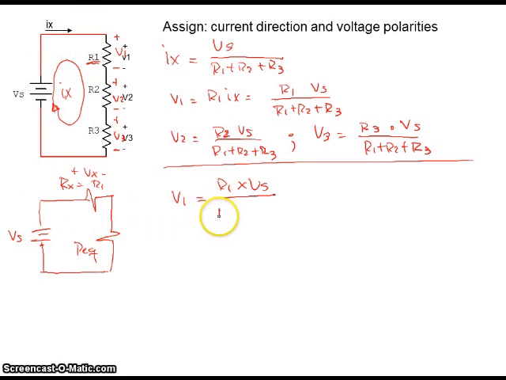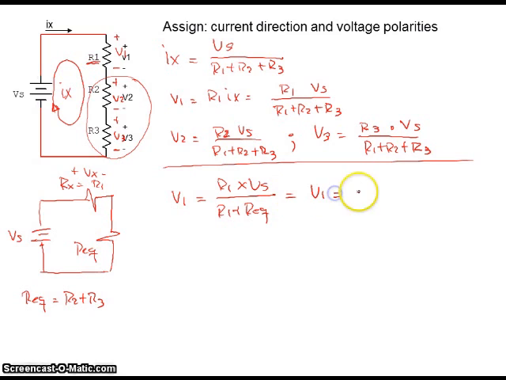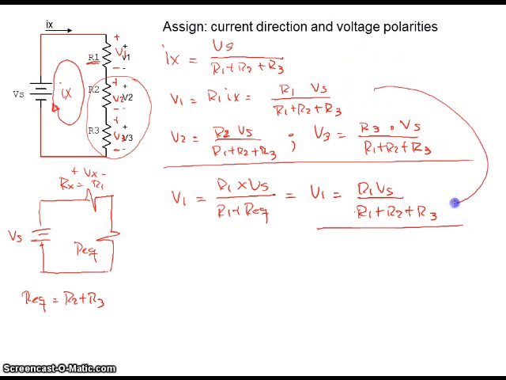In this case it will be R1 plus R equivalent. Now, what is R equivalent for this particular case? Well, R equivalent will be the combination of these two resistors, R sub 2 plus R sub 3, so that V sub 1 is going to be R1 times V source divided by R1 plus R2 plus R sub 3. And if you can see, this is the same result as the one above.